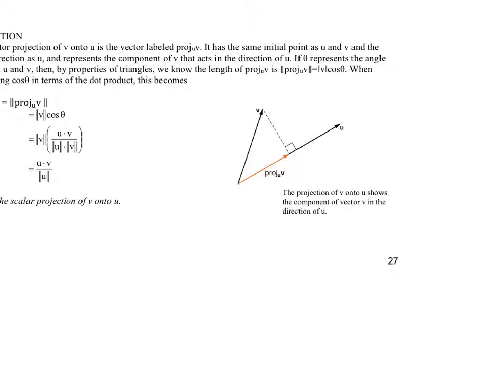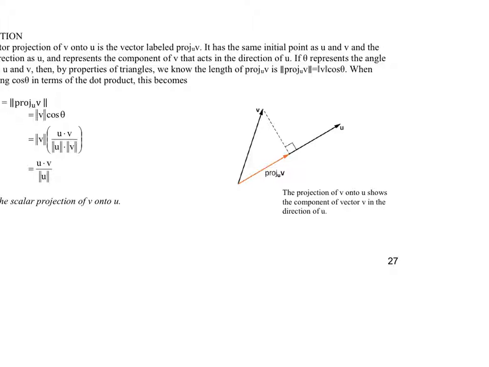Now the notation kind of suggests that, because you look at it as the subscript is U, that's the one that is below physically in the notation, below the V. So if one is going to be on the other, it would make sense that the one below would be the one that's onto, or being put onto. It has the same initial point as U and V, in the same direction as U. It represents the component of V that acts in the direction of U.